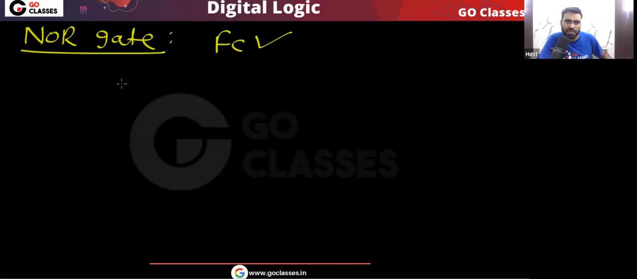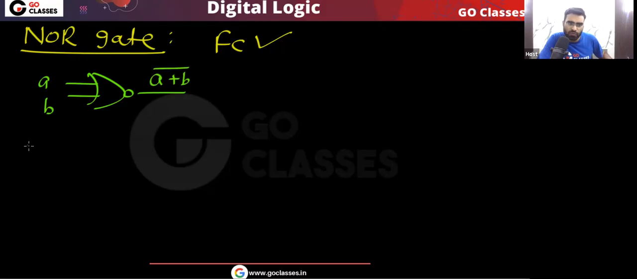How to check this is functionally complete? This is your NOR gate, right? This is our NOR gate A, B. So NOR means A, B whole bar. This is NOR. Now what you can do, you can create NOT gate. Okay, very easily we can create NOT gate.